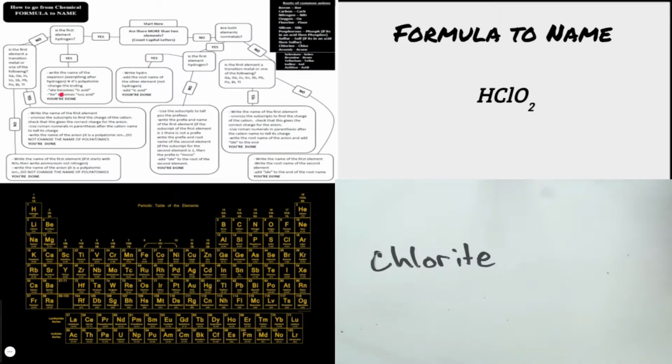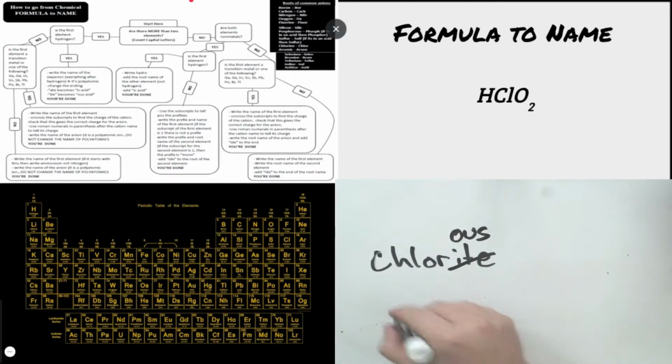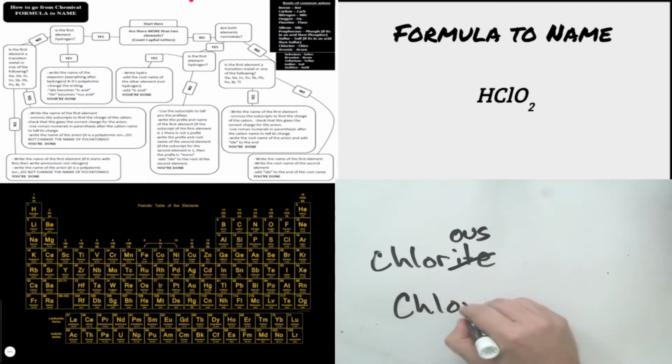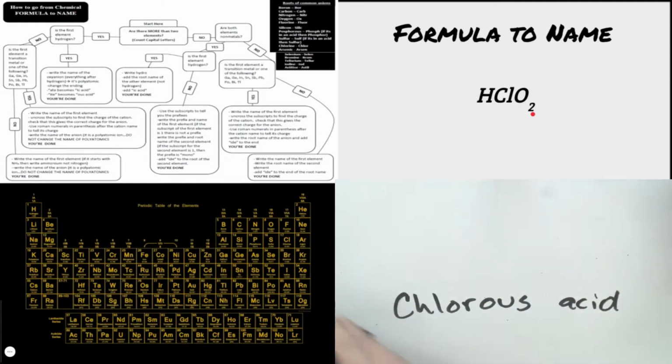All right, we're going to change the ending. Ate becomes ic. Well, this is ite. Ite becomes ous, or us. Ate ic, ite ous. So my ite is going to change to ous, and I'm going to end up with chlorous acid. So we had chloric acid, we have chlorous acid. They are different, and you'll notice the formulas are different as well. ClO2 is different than ClO3. The number of oxygens makes a difference to how the acid works.